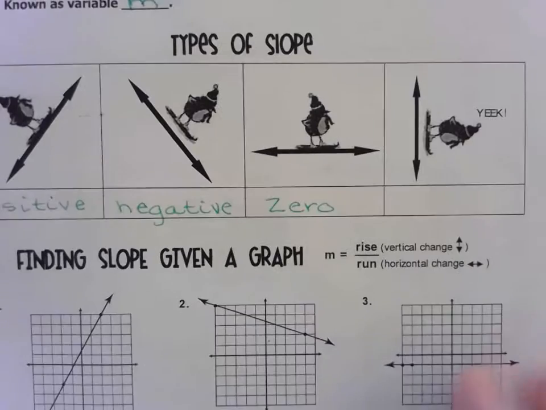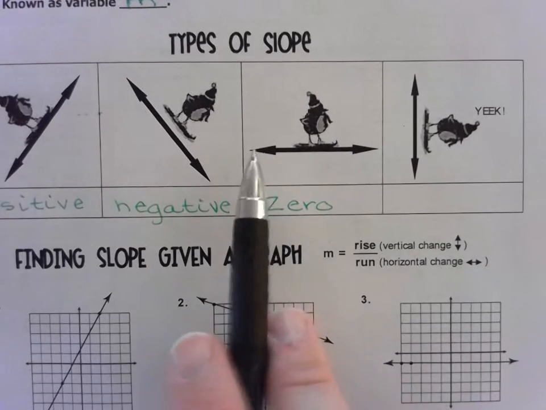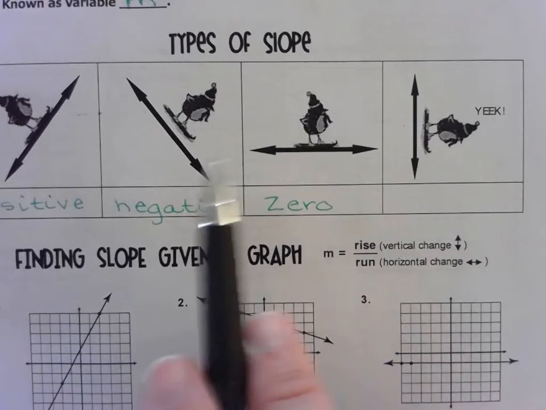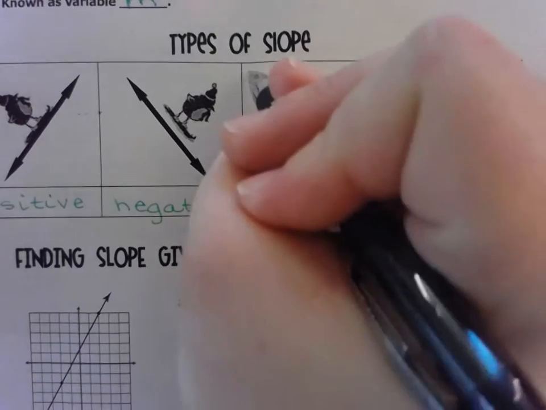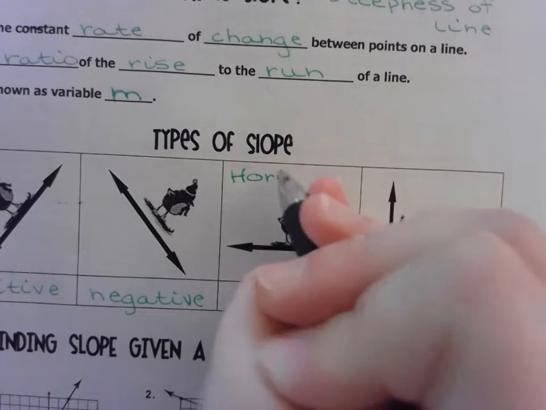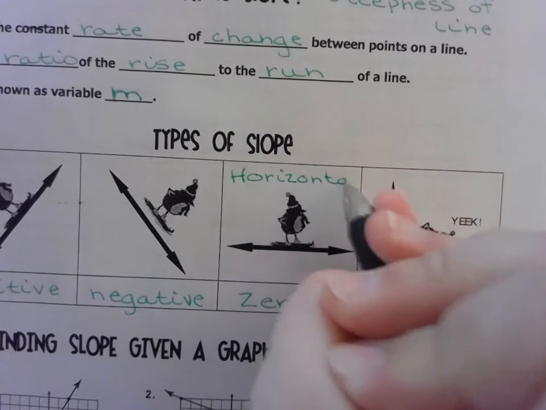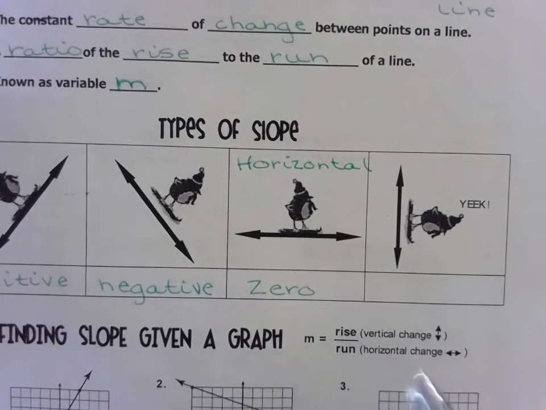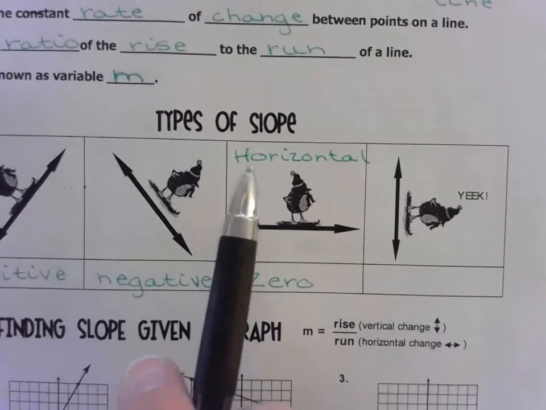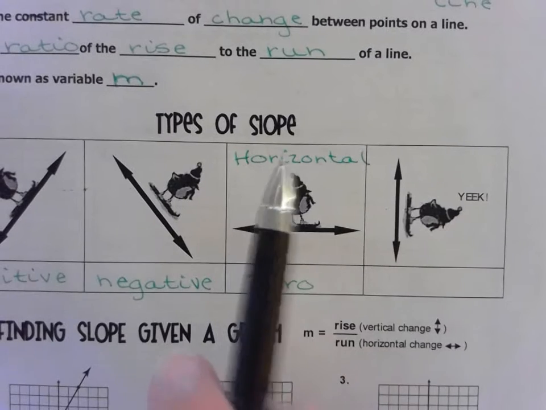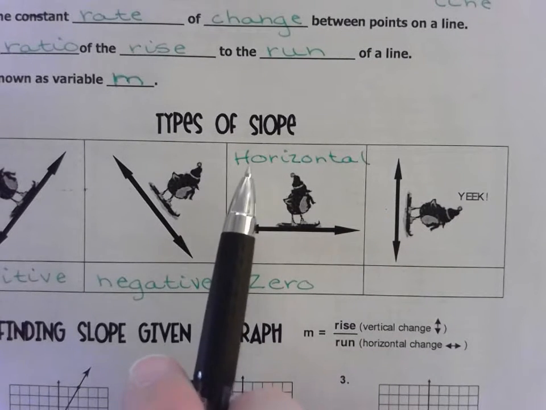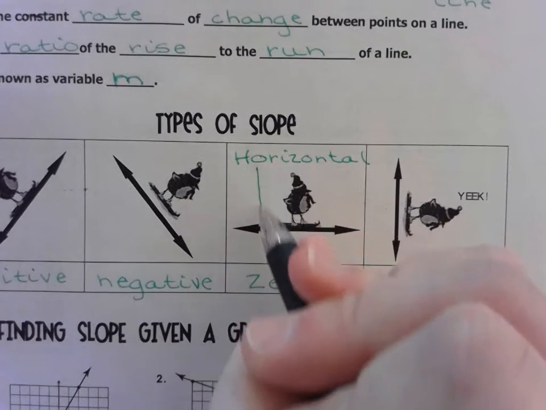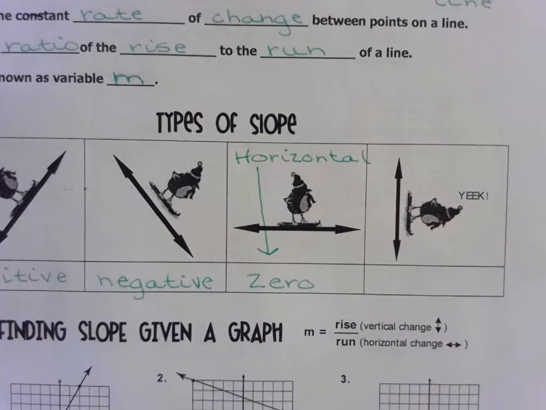The way I remember this, what type of line is this if it's straight across from left to right? Horizontal. If I think about spelling the word horizontal, it has an O in it, which I think about as a 0. So that's how I remember zero slope. Is that O if I spell horizontal? Horizontal reminds me of 0.